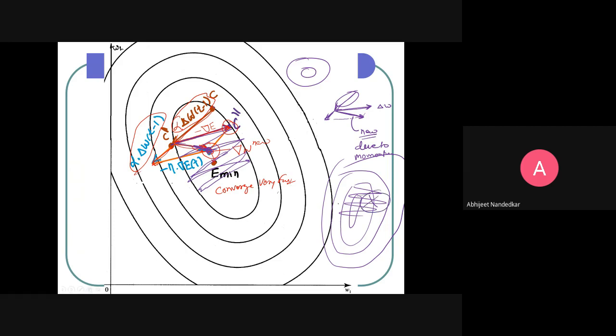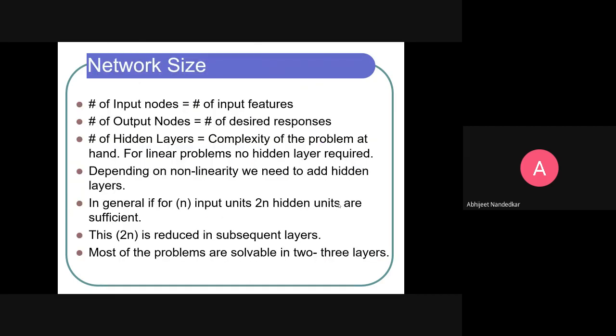Okay, so basically the modified backpropagation uses this. So we'll stop here. There are a few points: how to choose the network size, how many layers, and so on, so that we will see in the next class.